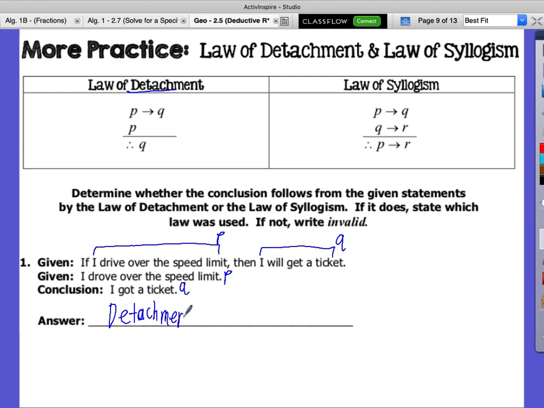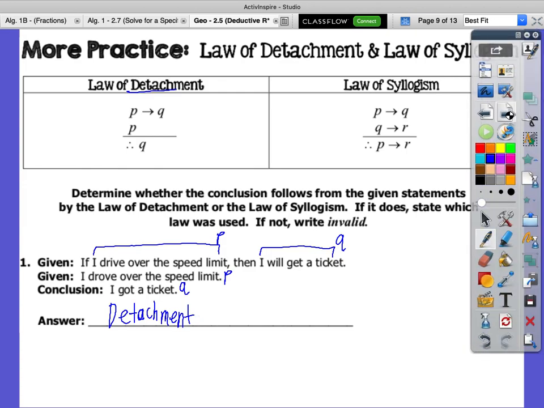We're already given the conclusion. We're not asked to make a conclusion. We're asked to say, does this follow one of the laws? If so, which? In this case, this follows the law of detachment. We had our P and our Q detached, where P was true, the Q is also true. Okay? Questions on number 1? Okay? We're going to do a couple more examples of these.